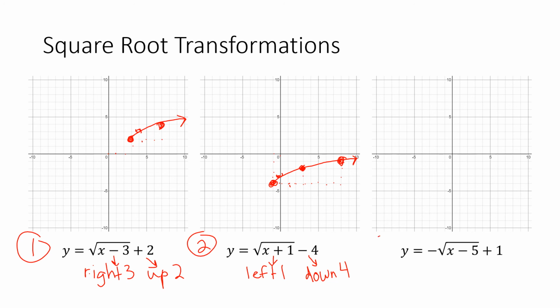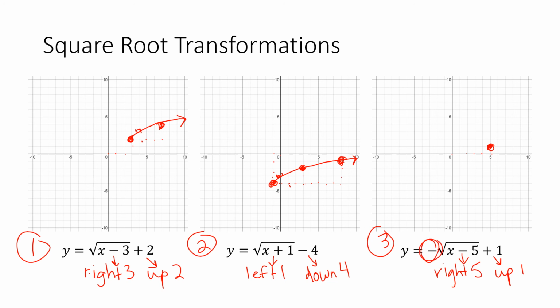All right, last one, example 3 here. See x minus 5, that tells me I'm going to shift to the right 5. And the plus 1 at the end tells me I'm going up 1. So right 5, up 1. So instead of starting at 0, 0, I'm going over 1, 2, 3, 4, 5, up 1. I'm starting here. Right 5, up 1.